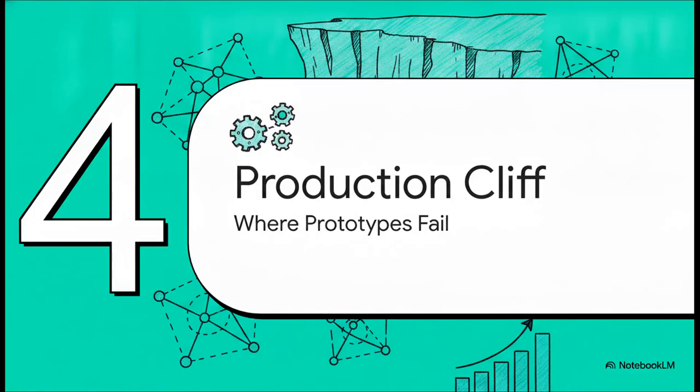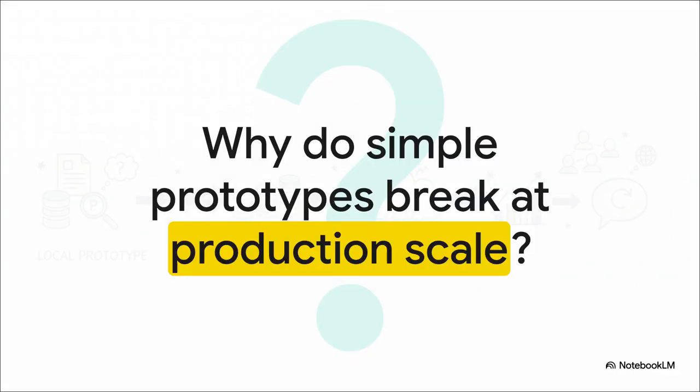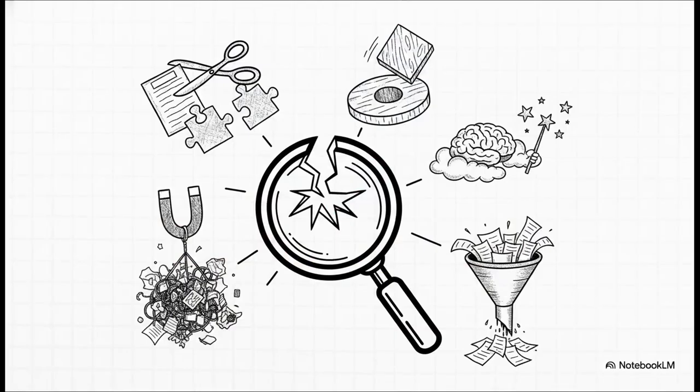Which brings us perfectly to Section 4, the production cliff. So the crucial point is, why? Why does a system that answers flawlessly with a small dataset suddenly start spewing out garbage, returning totally irrelevant facts, or just hallucinating wildly when exposed to an enterprise-scale database? And this brilliantly illustrates exactly why. The breakdown happens across 5 specific failure modes.